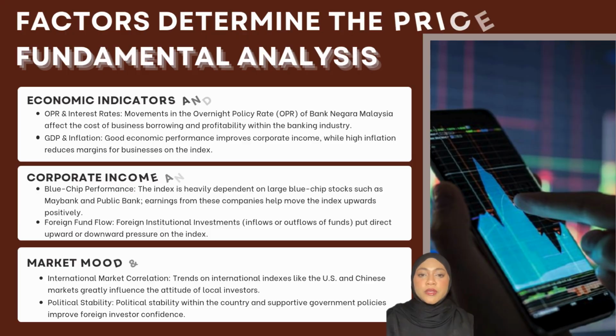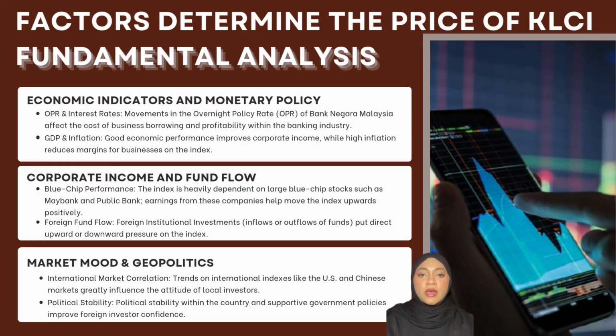I am going to present the factors that determine the price of KLCI using fundamental analysis. To put it simply, there are three main areas that move our stock market index. Let's start with the first area, economic indicators and monetary policy. OPR and interest rates: any changes in the overnight policy rate, OPR, by Bank Negara Malaysia will change the cost of borrowing for businesses. This directly affects how much profit banks can make.